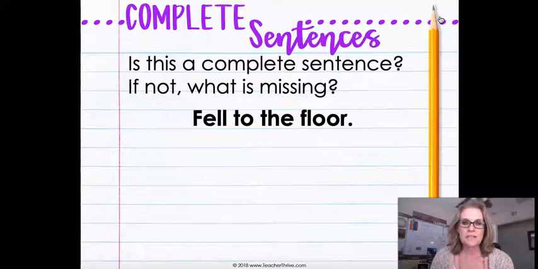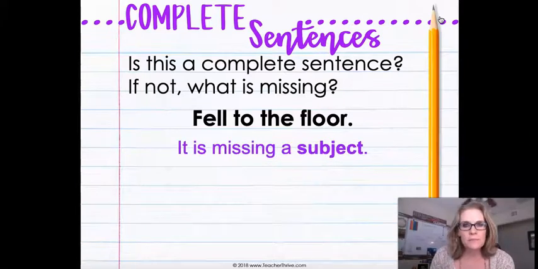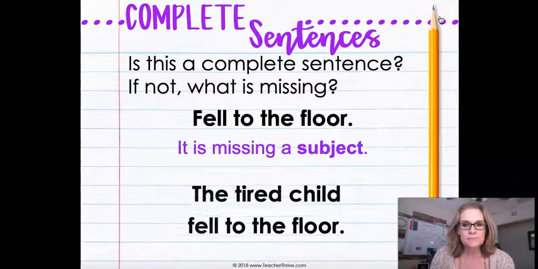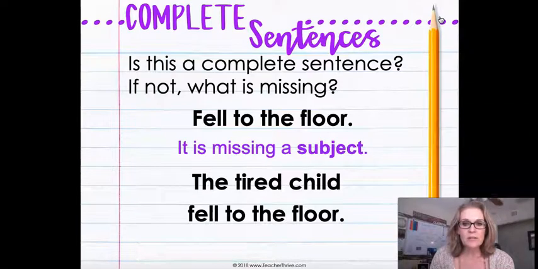Fell to the floor. Is this a complete sentence? If not, what is missing? What do you guys think? Does it have a subject and a predicate? Fell to the floor. Who fell to the floor? What fell to the floor? It's missing a subject. So it's not a complete sentence. We call those fragments. The tired child fell to the floor. Now it makes sense. We know who fell to the floor. It has a subject, the tired child, and it has a predicate, fell to the floor. So now it is a complete sentence.